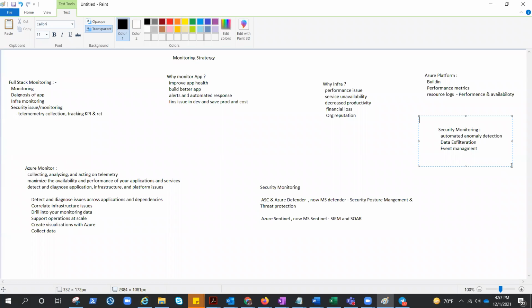So security monitoring is also part of the full stack monitoring approach. So we talked about monitoring as a holistic view. Now let's see what we have in Azure for monitoring options. There were lots of scattered options earlier, but now Azure Monitor provides you a unified, centralized way of managing monitoring.